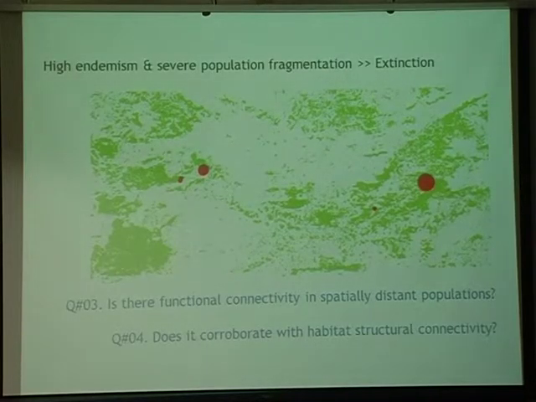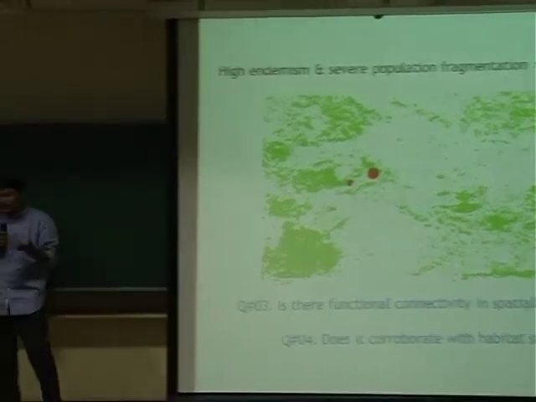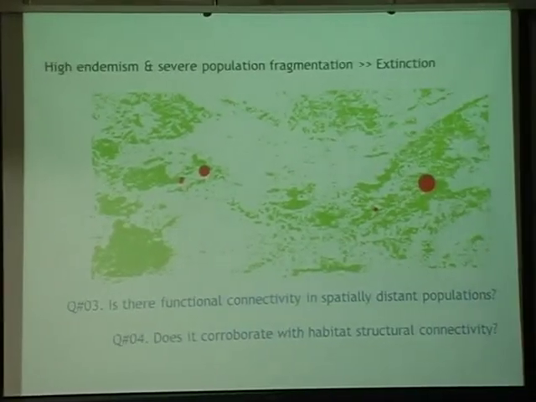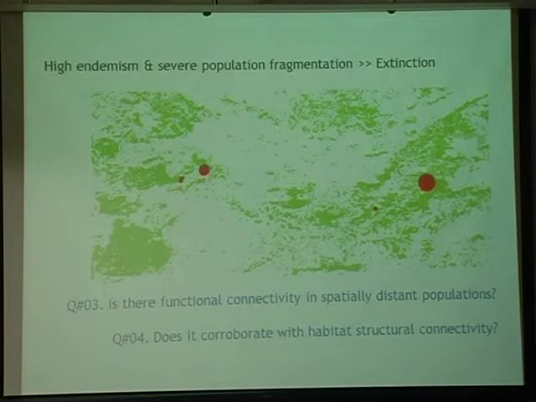So if high endemism and severe population fragmentation is the case, it is highly likely that the populations are highly inbred, which might lead to extinction of species. So here in this picture, I have plotted the blewitti populations over the moist deciduous forest cover layer. So it basically shows the preferred habitat of the species and how they are distributed.